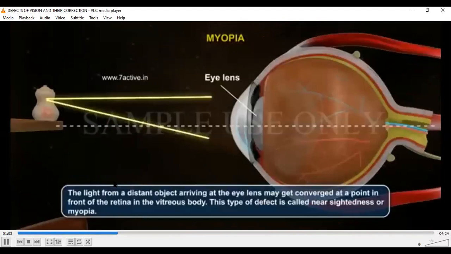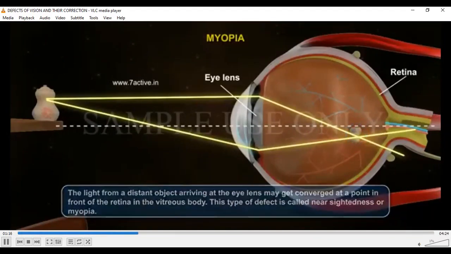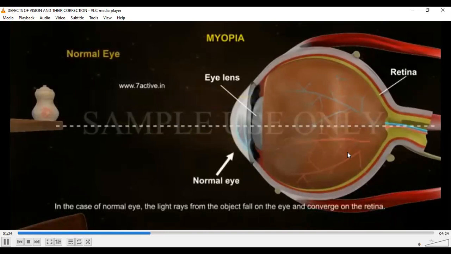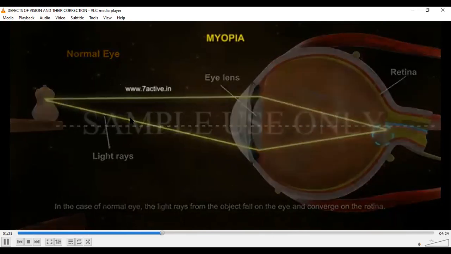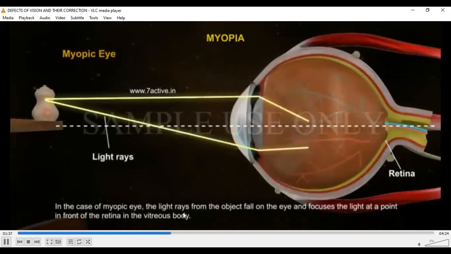Now what is myopia? Light from the distant object arriving at the eye converges at a point in front of the retina. Now you can see that this is forming in front of the retina, and this defect is called nearsightedness, meaning they are able to see the near object, but far objects are unclear. Obviously in the normal eye the images always form on the retina, but in the myopic eye this doesn't happen, it is forming in front of the retina.